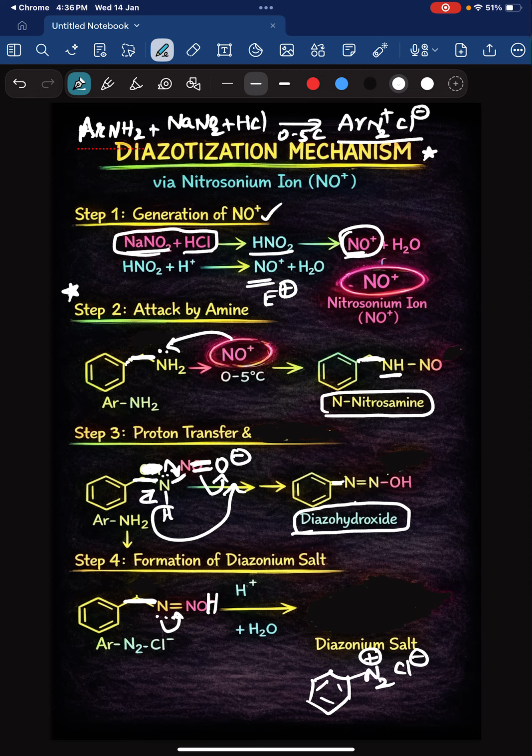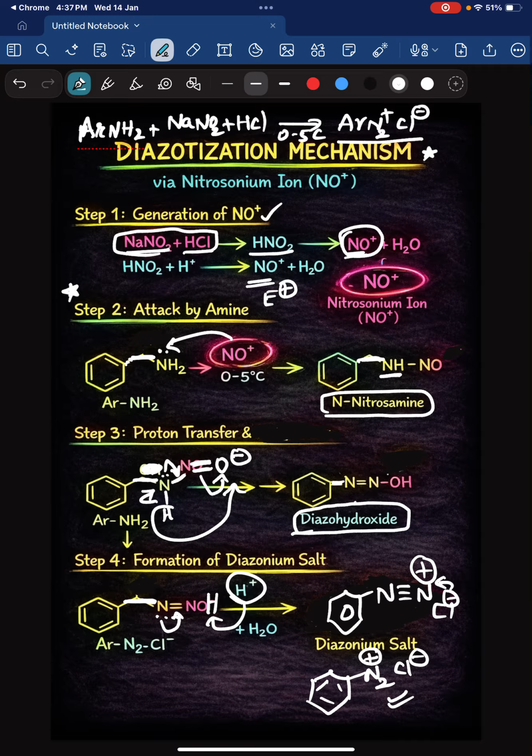In the last step, one more lone pair shifts towards this and this H+ ion accepts OH- ion from this, and finally we get benzene diazonium chloride. So benzene diazonium salt will be formed. This lone pair shifted here and gets N+. In the mixture Cl- is there, that Cl- attacks N+, and that is how we get diazonium salt.